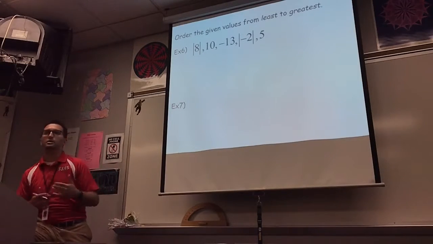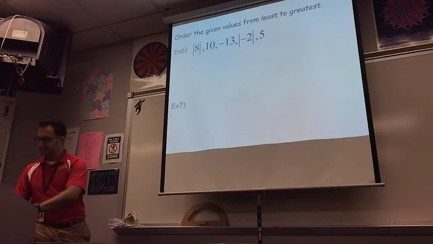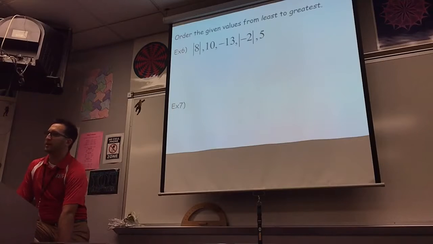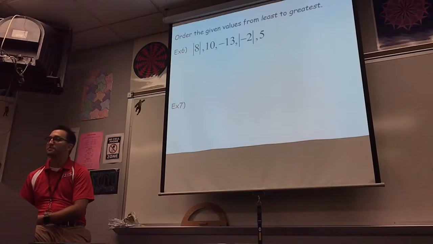All right, order the given values from least to greatest. What is the first thing we probably should do here? We need to simplify those absolute values. So the absolute value of 8 is 8, and the absolute value of negative 2 is 2. Cool, and then we just bring down the other numbers.